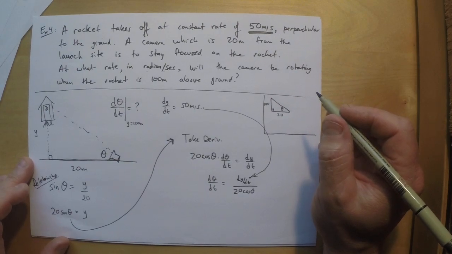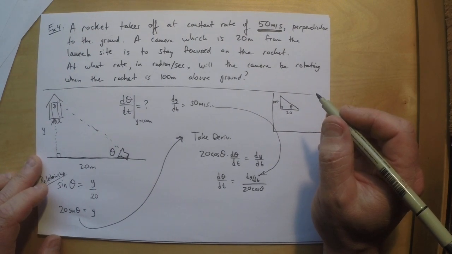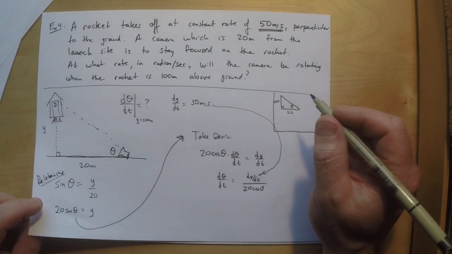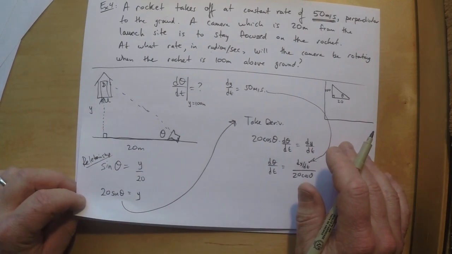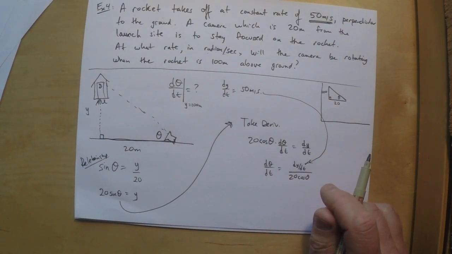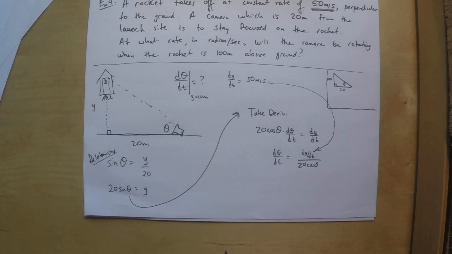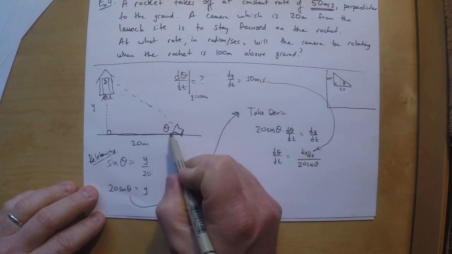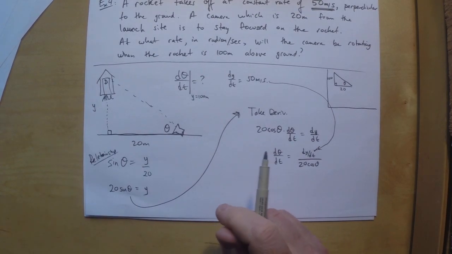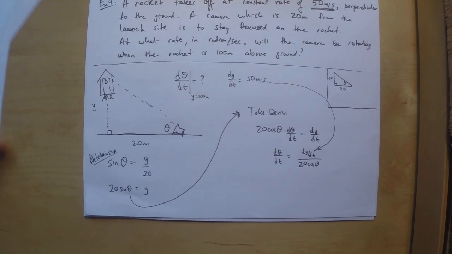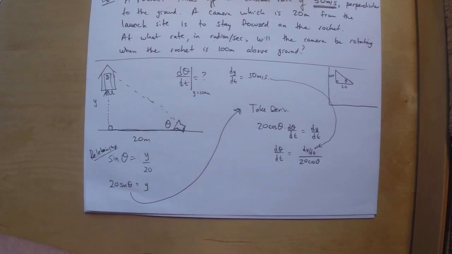Oh, I messed up. It's not sine theta. Well, do I keep that in the video? I don't know. Let's see. I can see where I messed up here. Do you see it? Sine theta is not equal to y over 20. Well, this just shows you what happens in life. I don't know if I'm going to edit this out because this is real life.